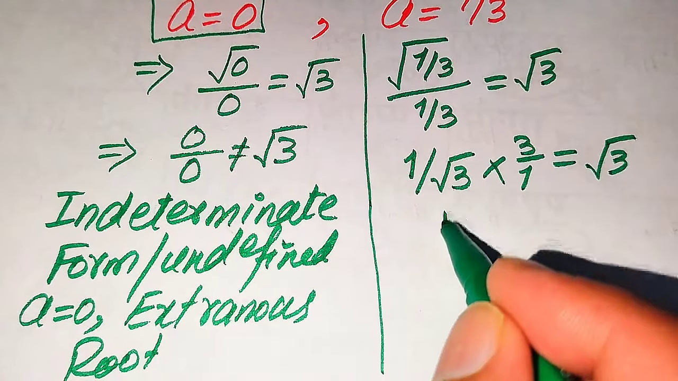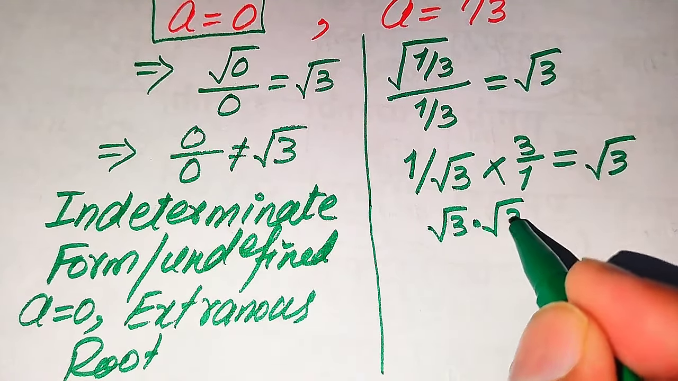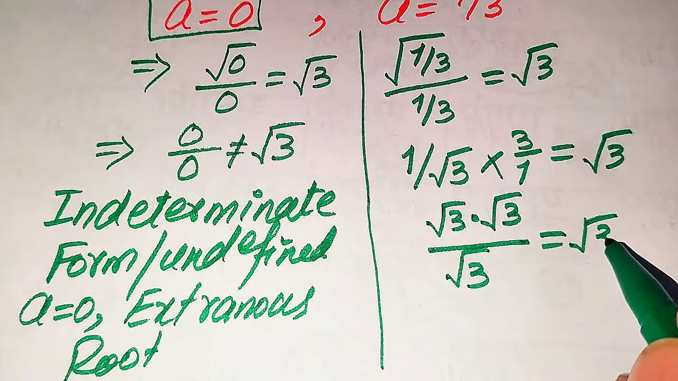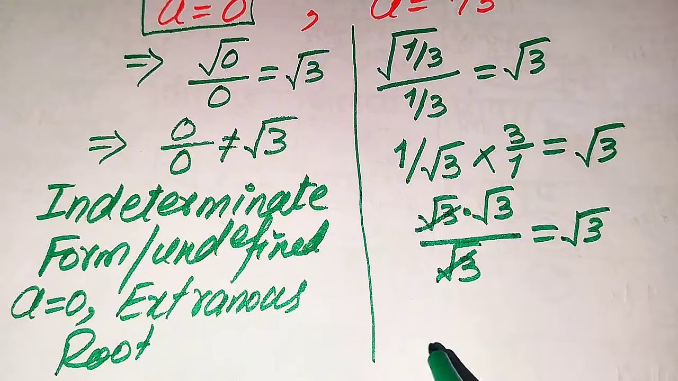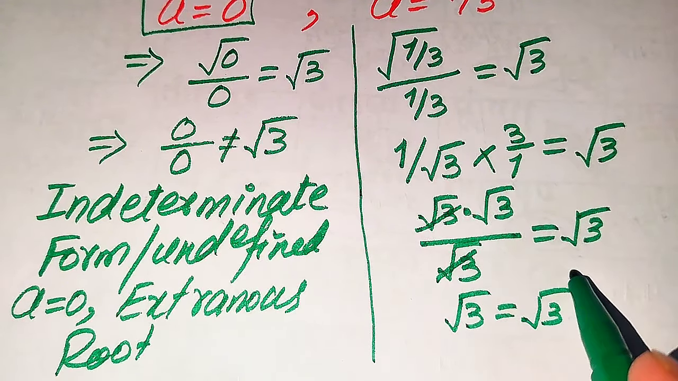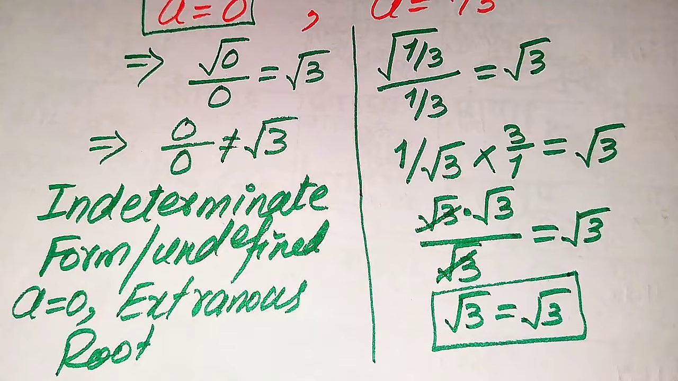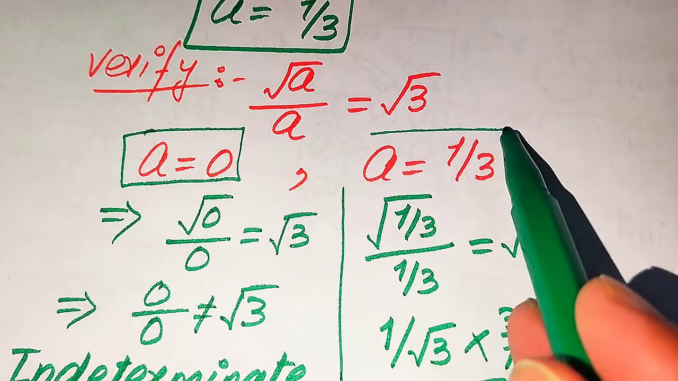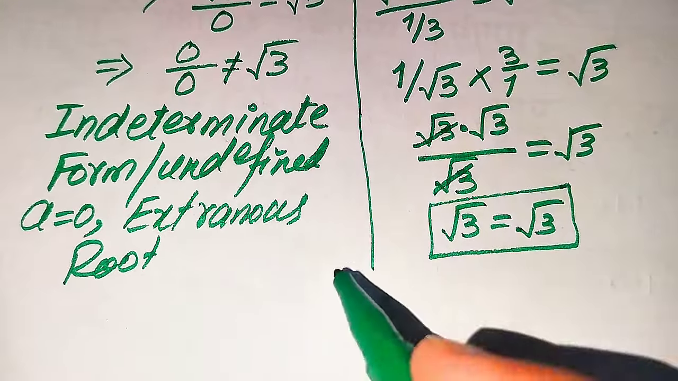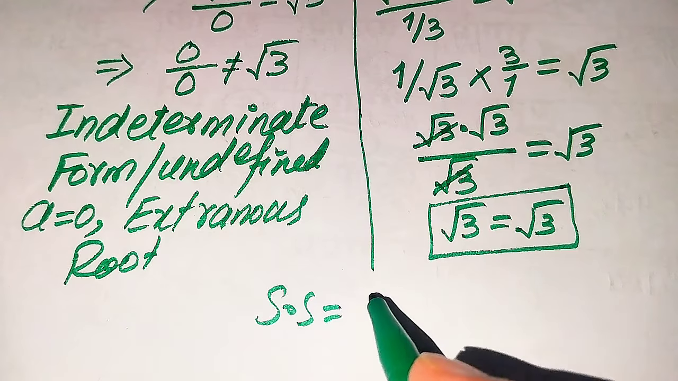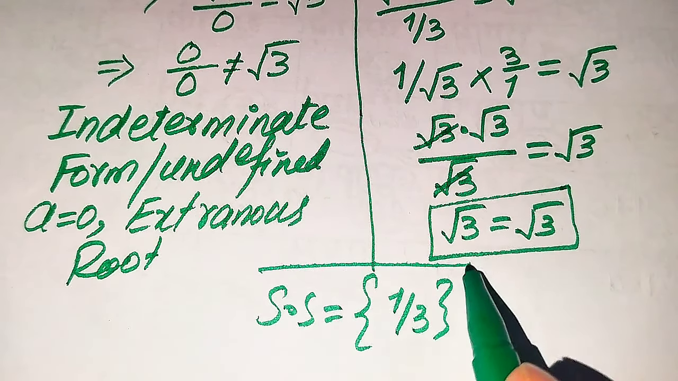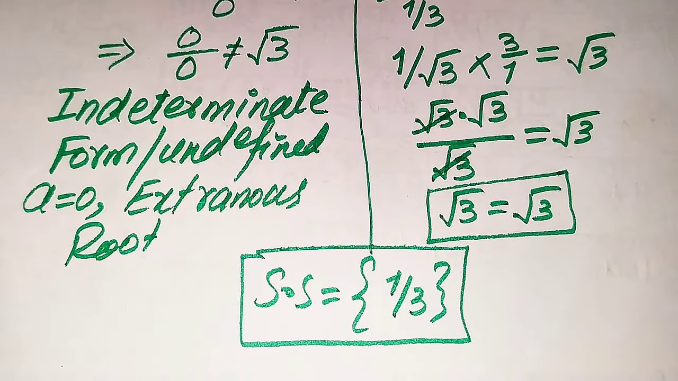So we write this 3 as square root of 3 multiplied by square root of 3, divided by square root of 3 equals square root of 3. These two values cancel out each other, and we get square root of 3 equals square root of 3. So this shows that a equals 1 over 3 satisfies our given question statement. So we finally conclude that 1 over 3 is the solution set of the given question, and this is our final answer from the first method.